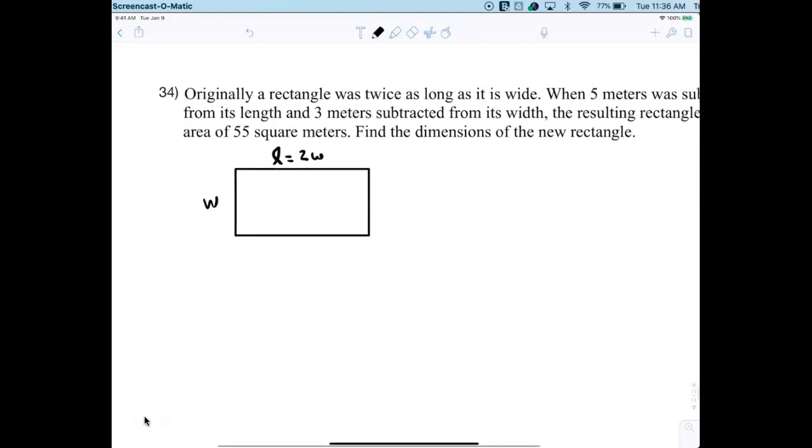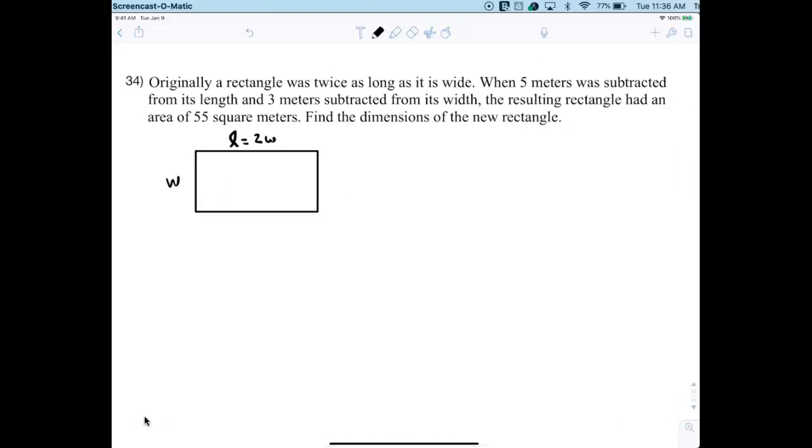All right. Now it says you're going to create a new rectangle, and I think it's just going to be smaller. When 5 meters was subtracted from the length, what is the new length going to be? 2W minus 5. I agree. And then 3 meters is subtracted from the width. So what does that mean? Yeah, like I said, guys, it's easy. W minus 3. The resulting rectangle had an area of 55 square meters.